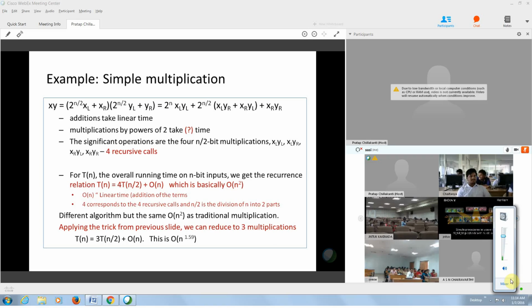So O(n) refers to the linear addition of the terms, and the 4 corresponds to the 4 recursive calls, and n by 2 is the division of n into 2 parts. That's what I summarized there.